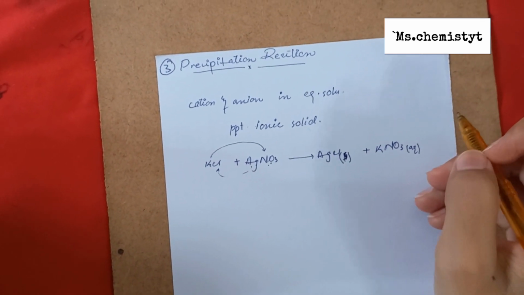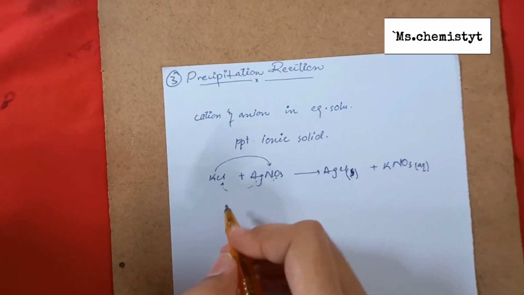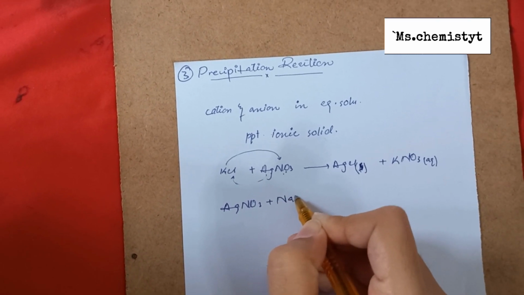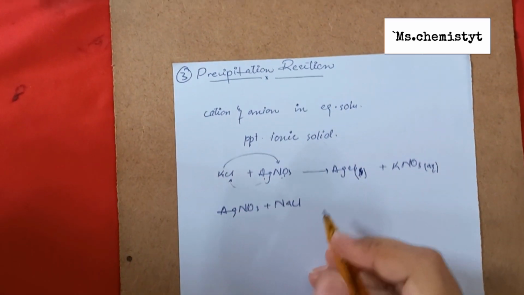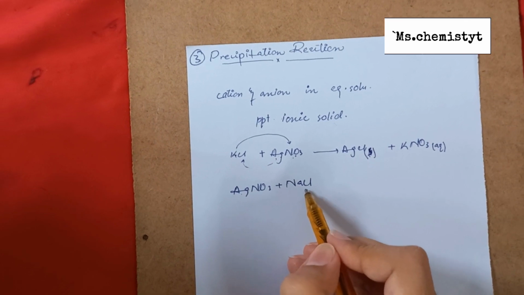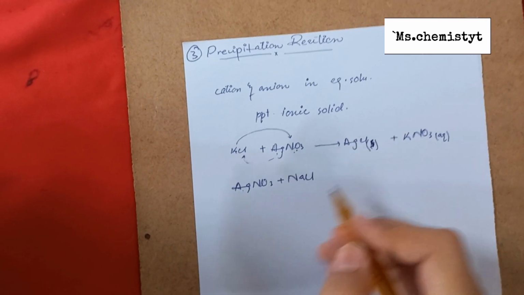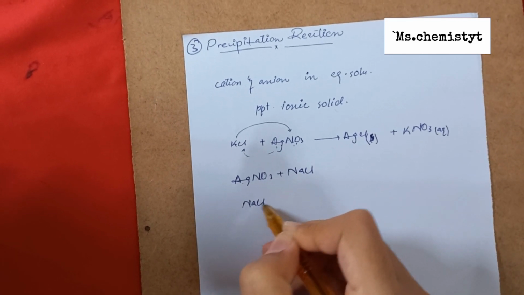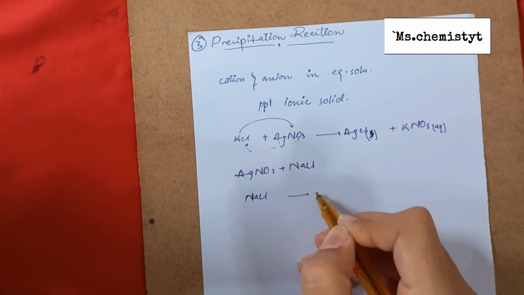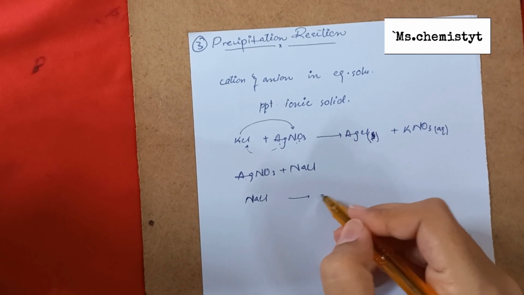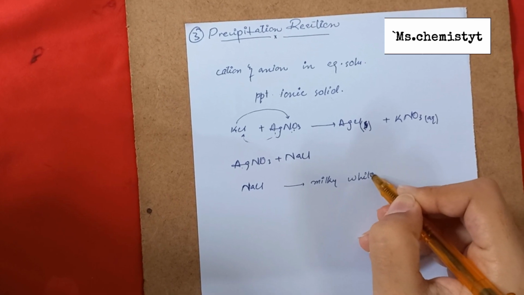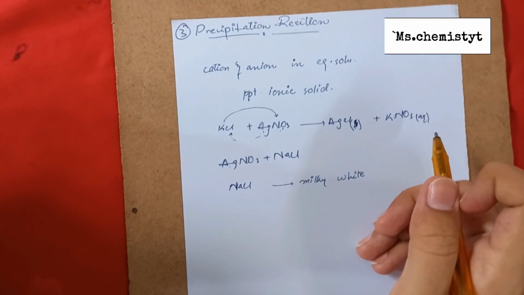Here are various examples of precipitation reaction. For example, the mixing of silver nitrate and sodium chloride in water will cause the precipitate of silver chloride in the solution, which is milky white and forms immediately.